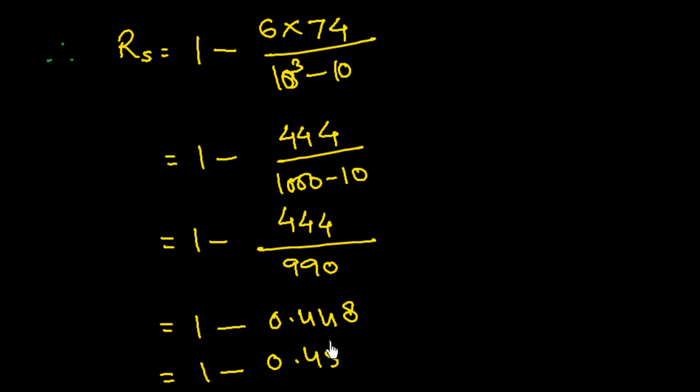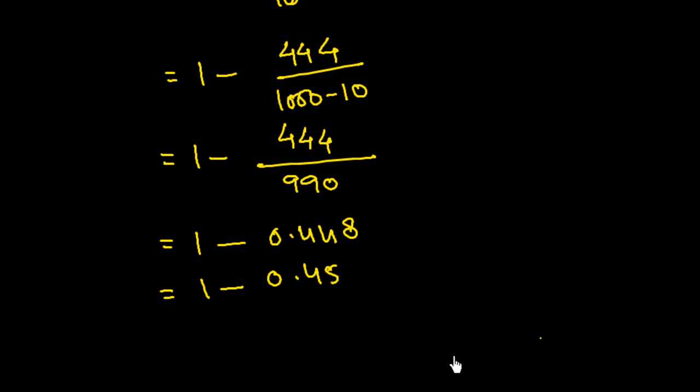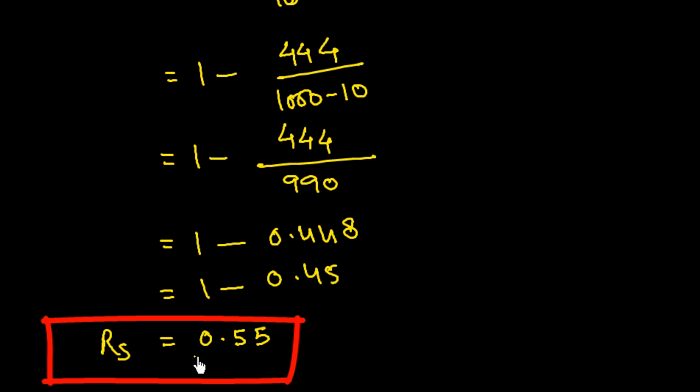We subtract it from 1. So we get here 0.55. So this R is the rank correlation coefficient. We have got here 0.55, which is positive. It is always between minus 1 and 1. So this is our answer for this. Thank you.